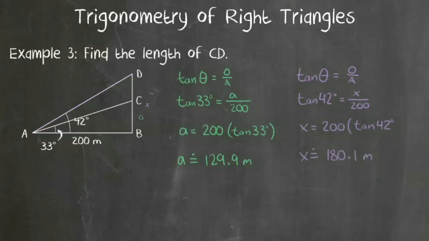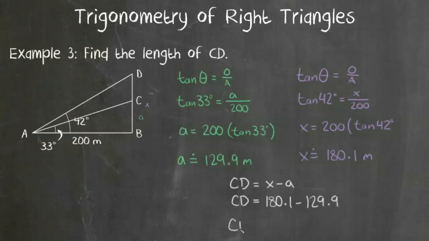So my last step to find the length CD, I'm going to find the difference between these two sides. So CD is going to equal x, the entire length, subtract A, the second part of the segment. CD then will equal 180.1 minus 129.9, giving me a value for CD of 50.2 meters.